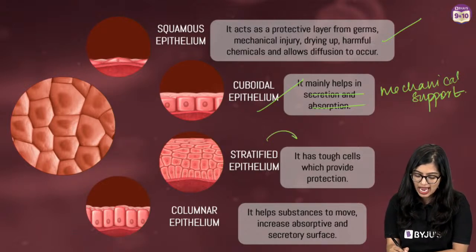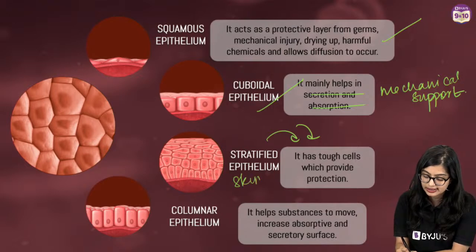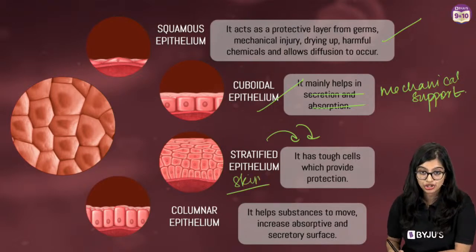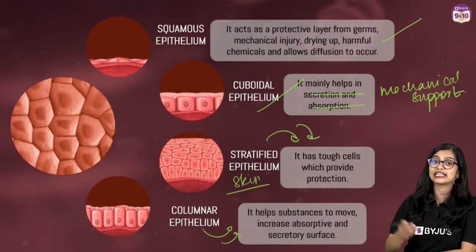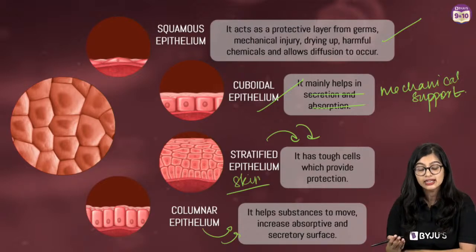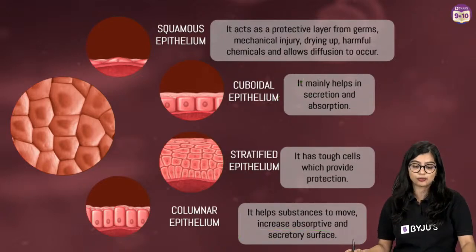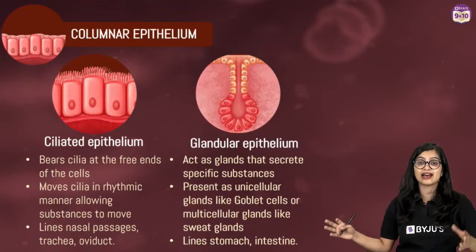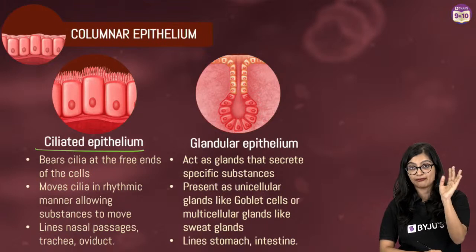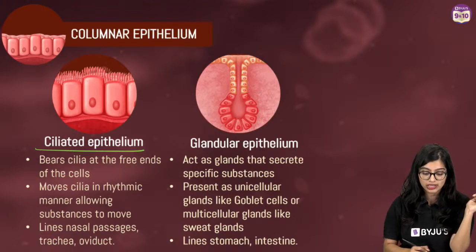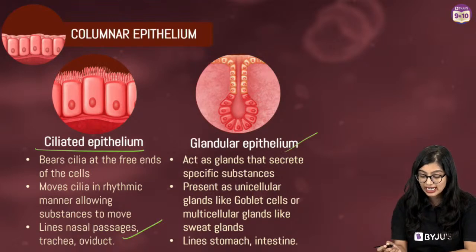Then we learned about stratified epithelium, in the case of stratified squamous epithelium, which is found in the skin, which again provides protection. And then of course we learned about columnar epithelium, which is found in the inner linings of your intestine, which has pillar-like cells that play a very important role in absorption. Then we also saw that there are varieties of it where we have ciliated epithelium, where there are cilia found on the free end of it which lash back and forth, that are normally found in the trachea or the windpipe. Then we have glandular epithelium.